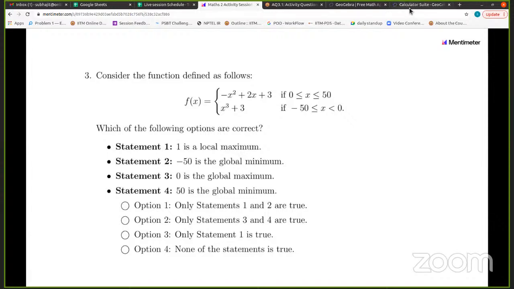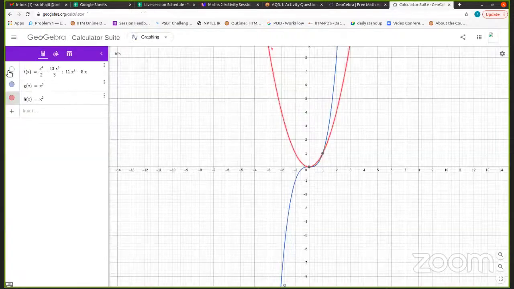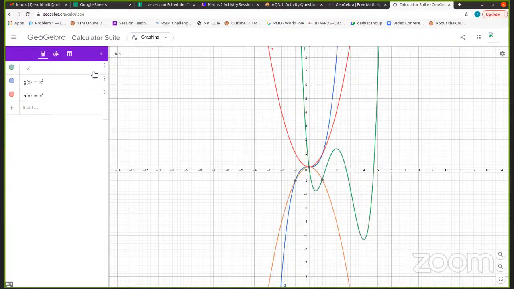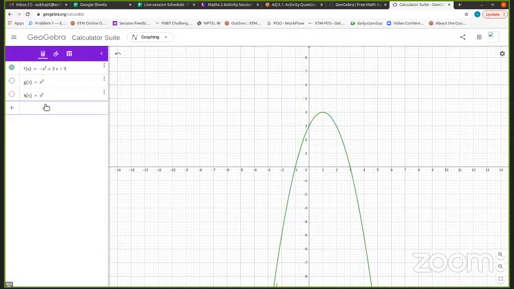Okay, so let me show you. You can see this graph, right? So can you tell me the first equation? Minus x square plus 2x plus 3. Okay, so let me delete this thing. And what is the second one? X cube plus 3. Okay.